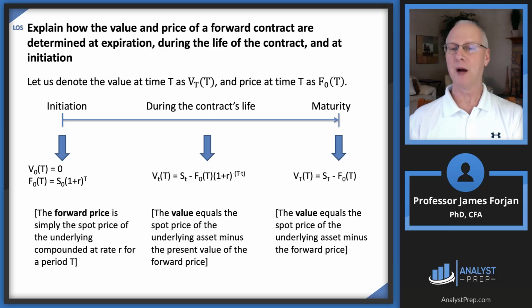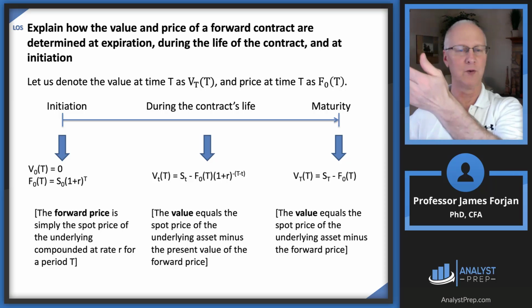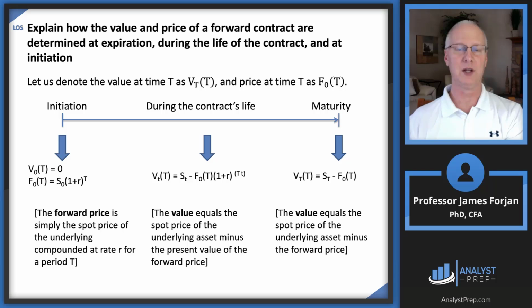But what do we know about spot prices between initiation and the maturity date of the contract? They're going to go up and they're going to go down and they're going to go up. So the contract's value has to change over time, right? So as the spot price goes way, way up, then one position is going to benefit. If the price goes way, way down, then the other position is going to benefit.